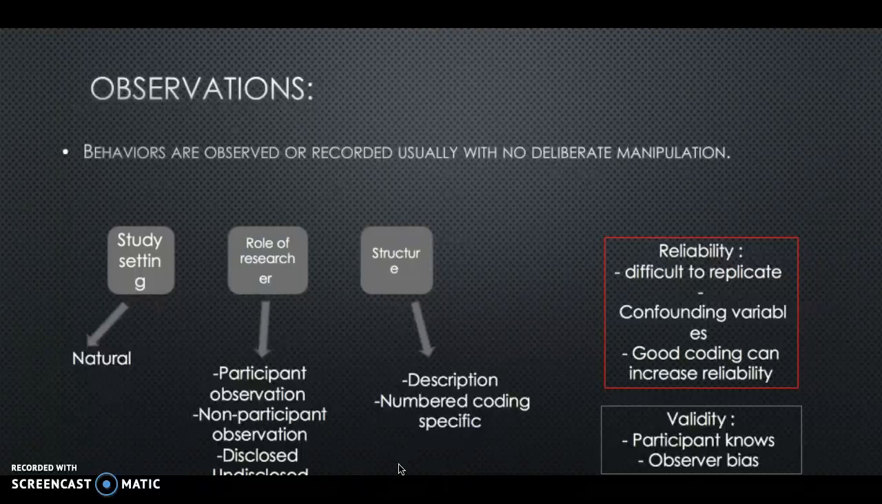The structure of this is descriptive and numerical, coding specific. And also you have overt, where you're observing a subject and they don't know they're being watched, and covert is when they do know they're being observed. Reliability is difficult to replicate, so maybe a bit low. You can have confounding variables, and good coding can increase reliability because it's made clear. Validity is affected if the participant knows, maybe, and there could be a risk of observer bias.